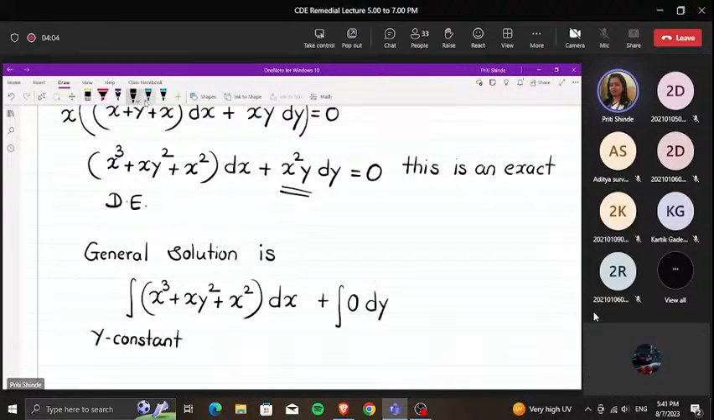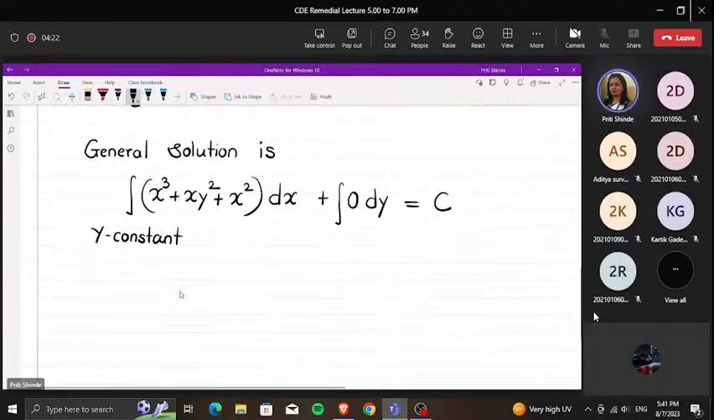We want only those terms which are free from x. There is only one term, x square into y, and this term contains x. So the required term is 0 dy, and add the integrating constant. So simplifying, we get our general solution.